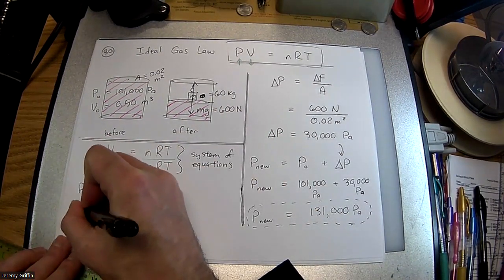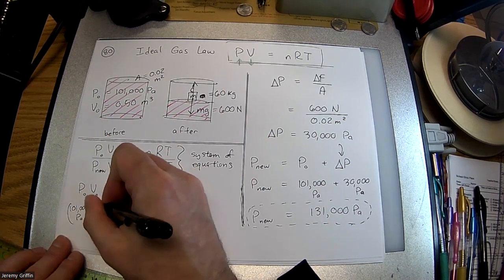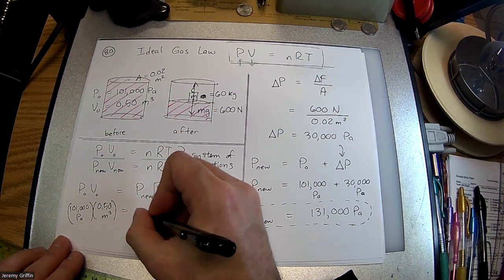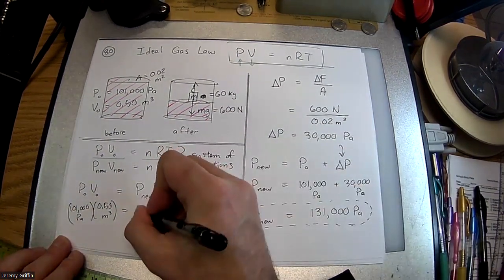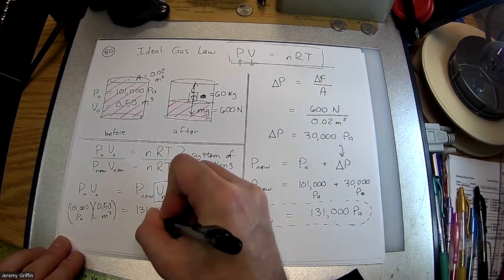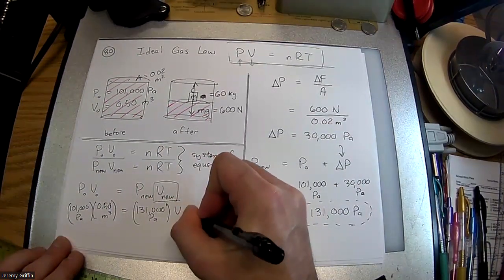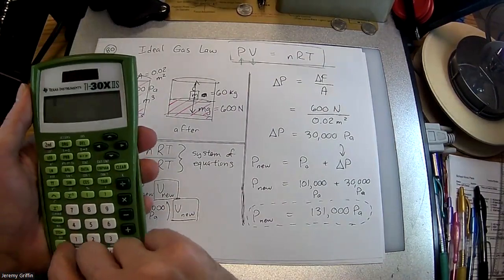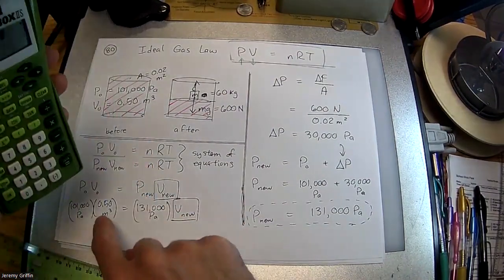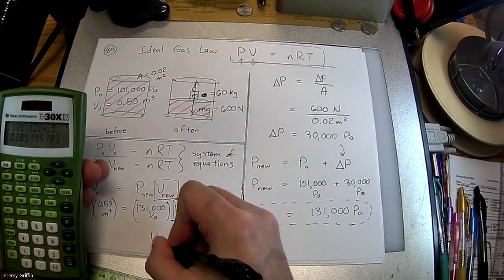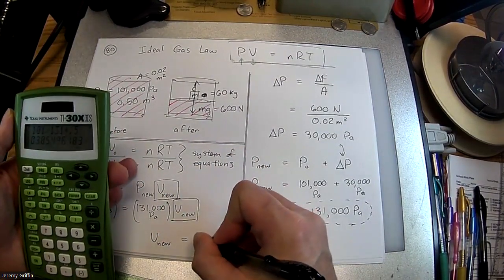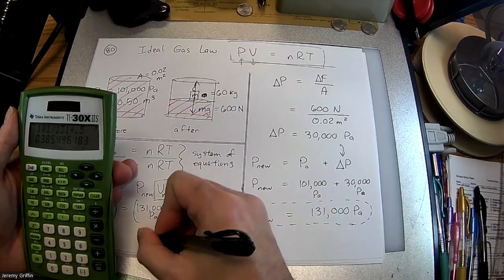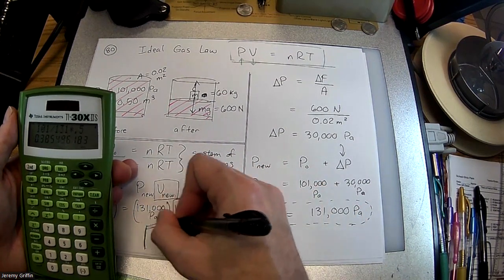So I have 101,000 pascals at 0.50 cubic meters equals the new pressure I just found, so I'm going to substitute 131,000 pascals. Solve for V new: very simply divide by 131,000 pascals. So 101 over 131, all times 0.5. I'm getting V new is the same thing I showed you a minute ago, 0.39 cubic meters, which is an answer choice on my paper, and that is the answer right there.